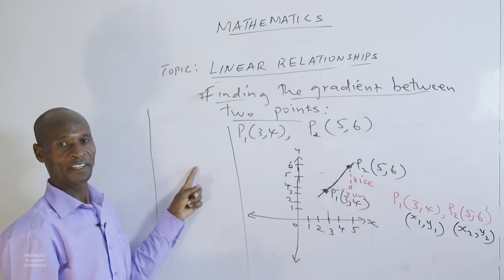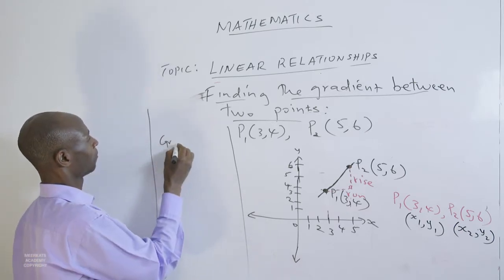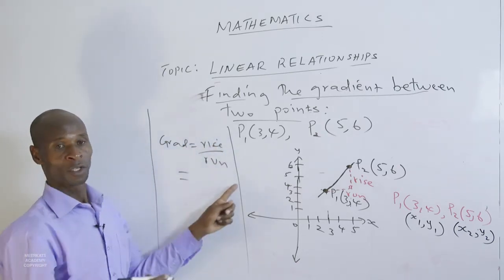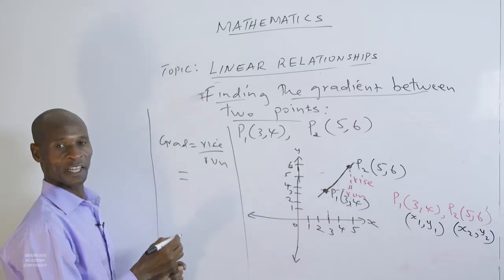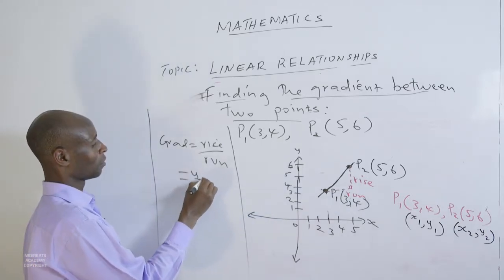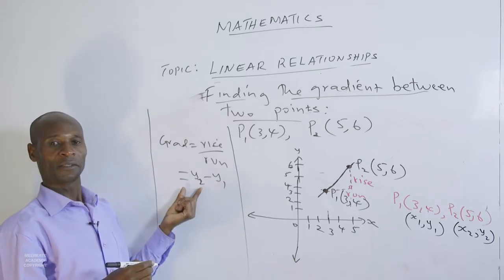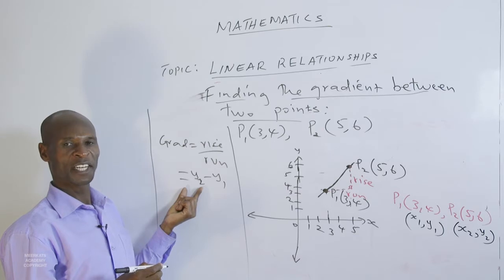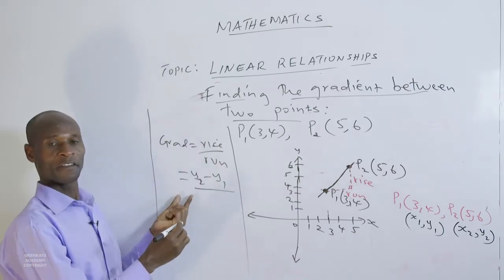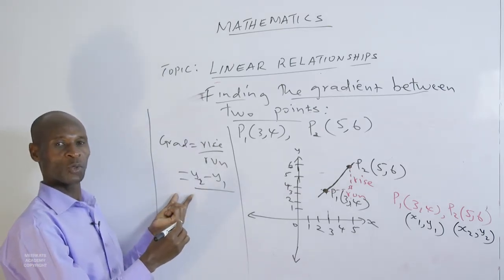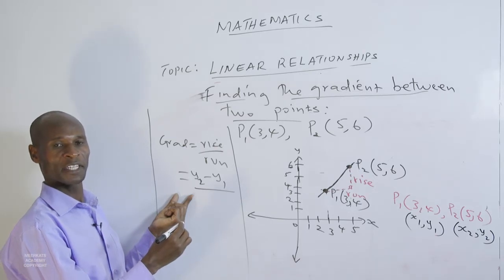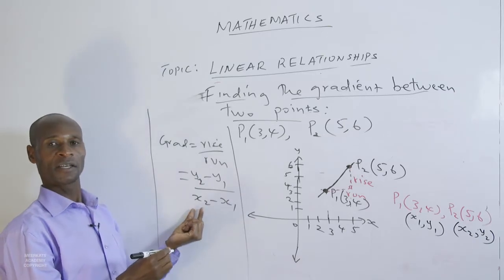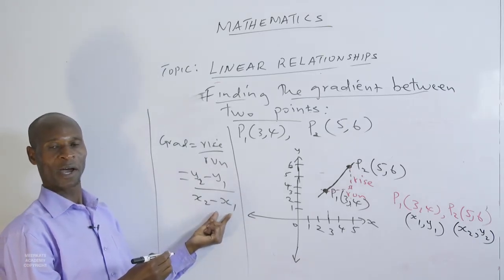Now, to get the rise, we take y2 minus y1. That is, subtract the y coordinates. Divide by the difference between the corresponding x coordinates, in this case, x2 minus x1.